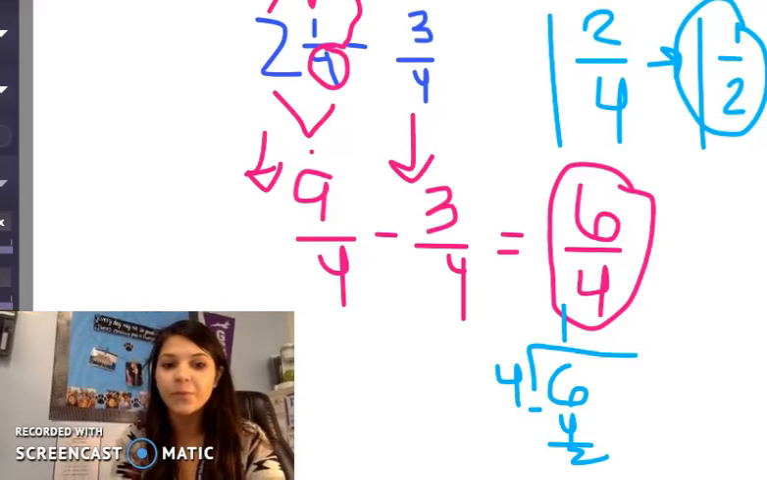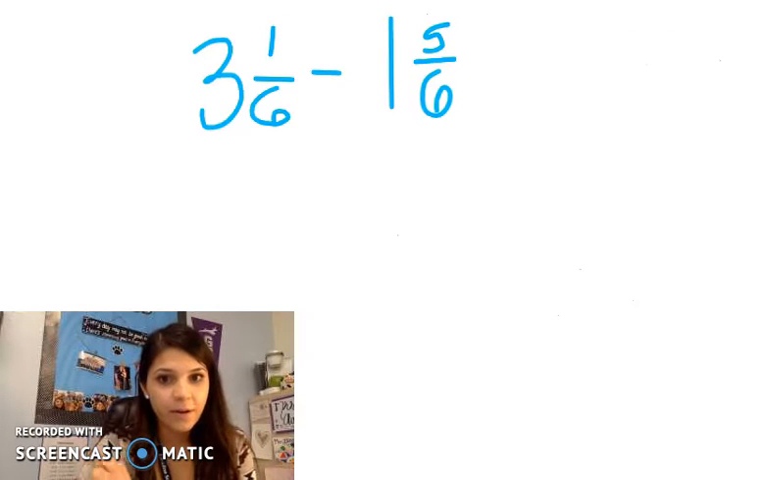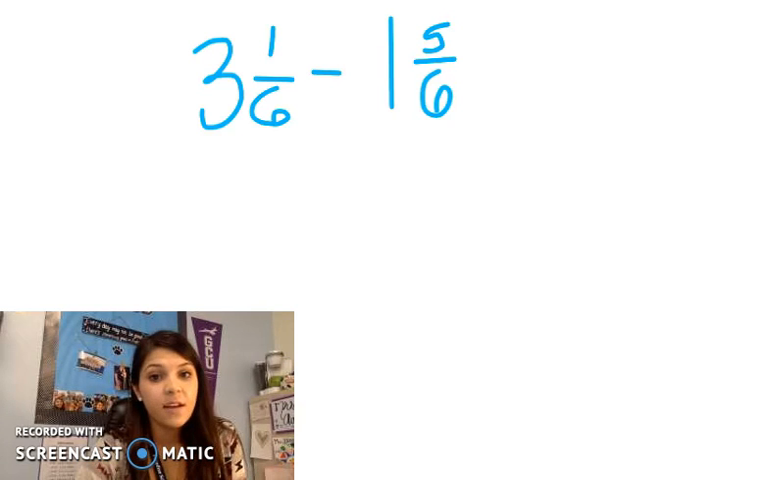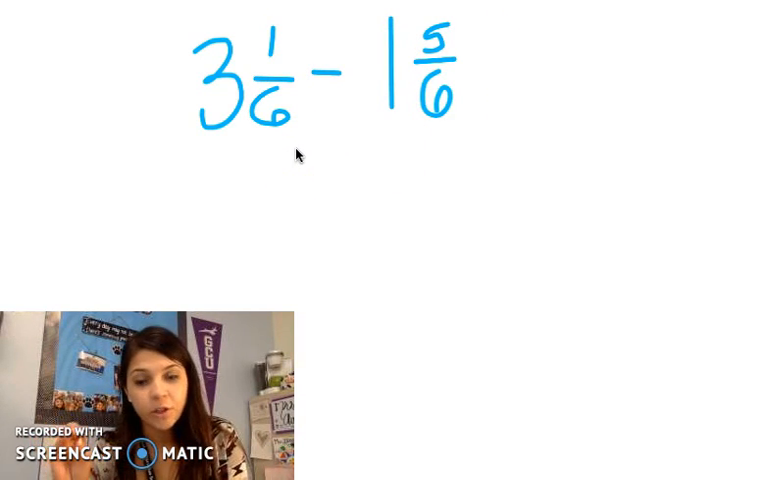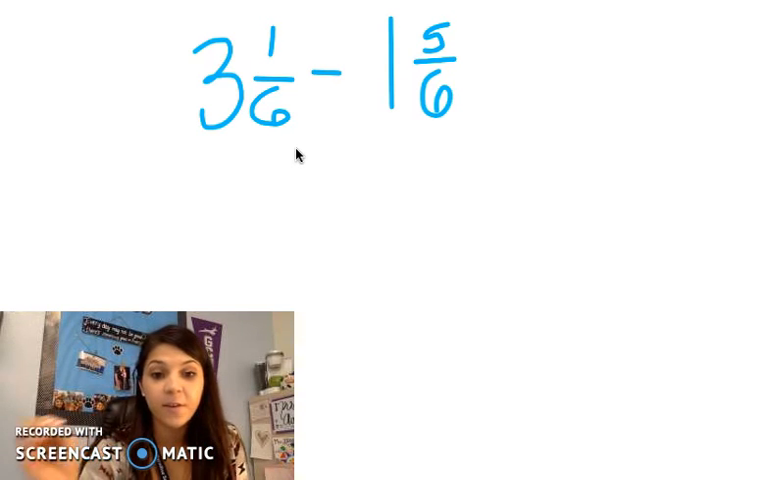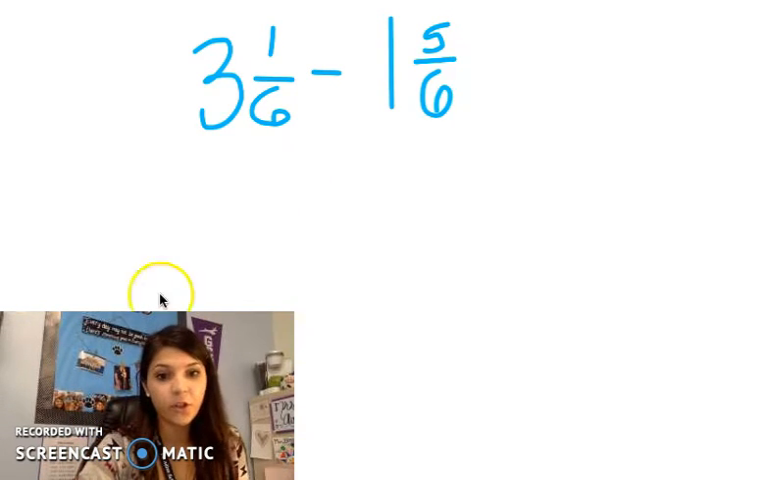Hey guys, so we are now on problem 13 on the back side of your handout from today. We are 3 1/6 minus 1 5/6. So take a second, pause the video, try to do this by yourself based off the stuff we just reviewed and that last problem, and see if you can get it. When you're done, hit unpause and see if you got your answer correct.